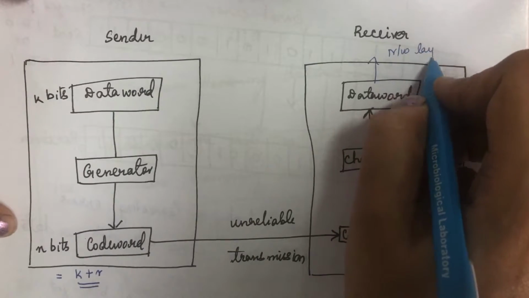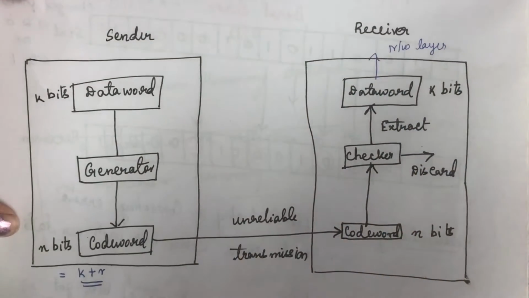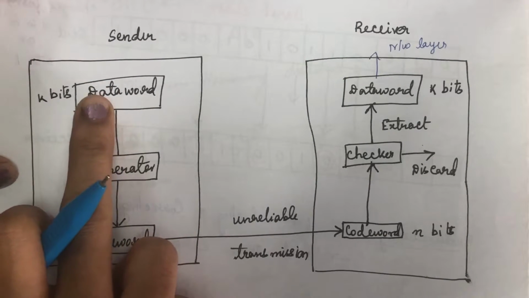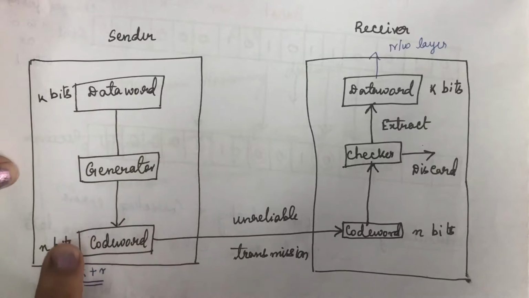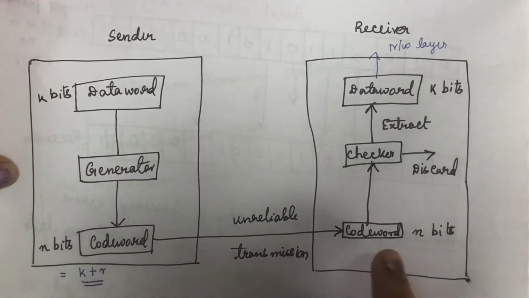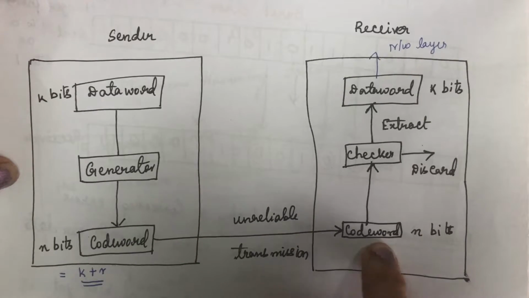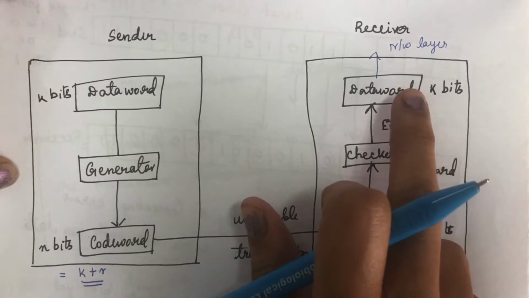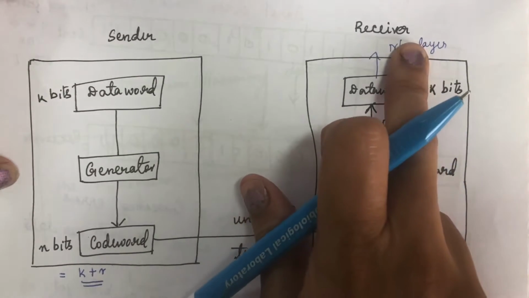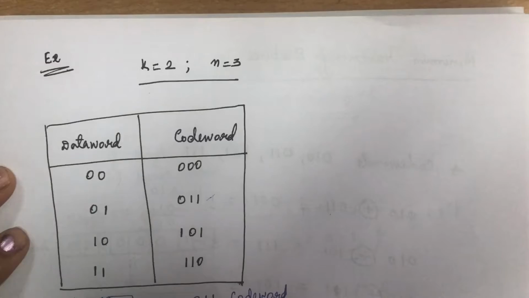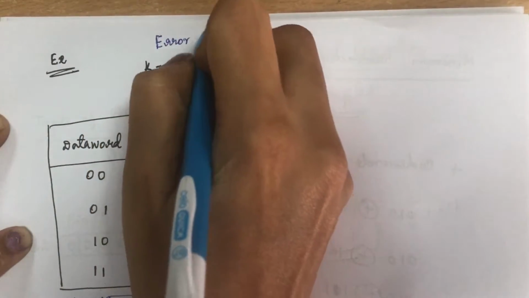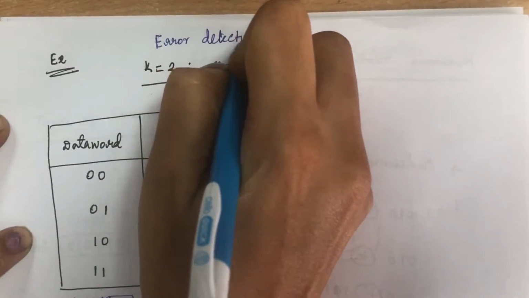So this process is called the block coding method. In the block coding method, we divide the message into blocks, where each block is called a data word. We convert the data words to code words by adding redundancy bits, which are sent to the receiver side. We remove those redundancy bits, extract the exact message, and send it to the network layer. Now we will see how error detection is done in the block coding method.